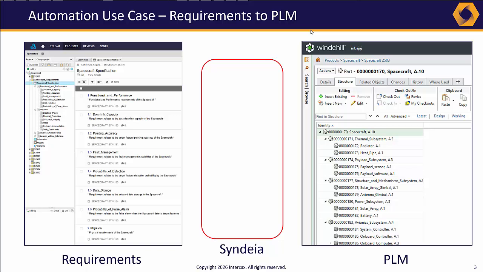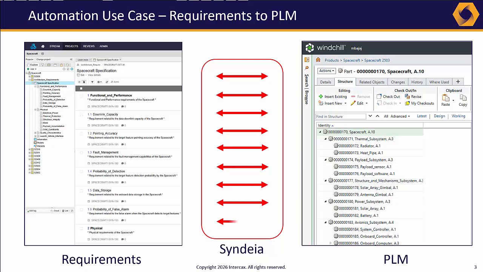A digital pipeline will look for matches between a set of requirements in one repository and the parts in a PLM bill of materials. Where there is a match, Syndeia will create a relation in the project digital thread. Subsequent runs will look for new requirements and update the list of relations. We use Jama and Windchill in this particular demo, but Syndeia has equivalent integrations to several other requirements and PLM repositories.